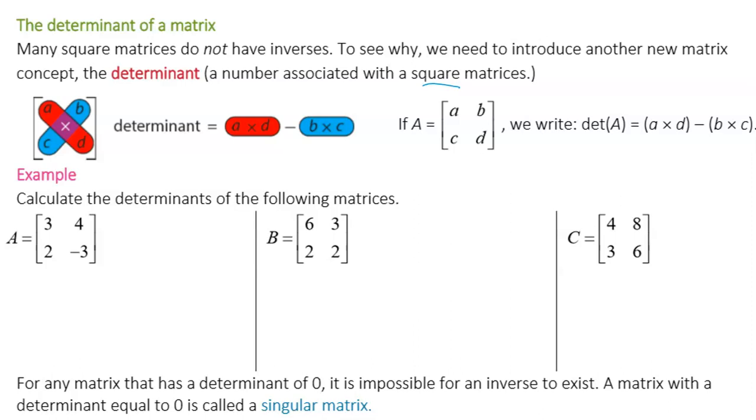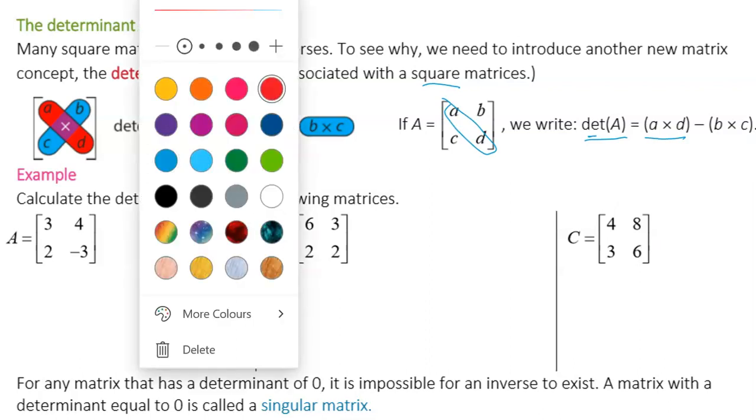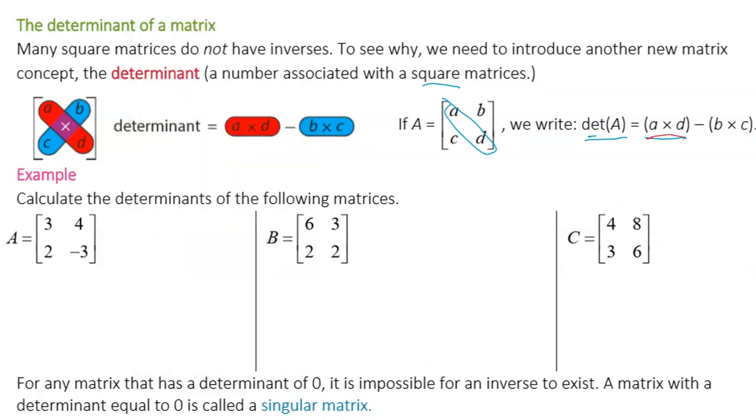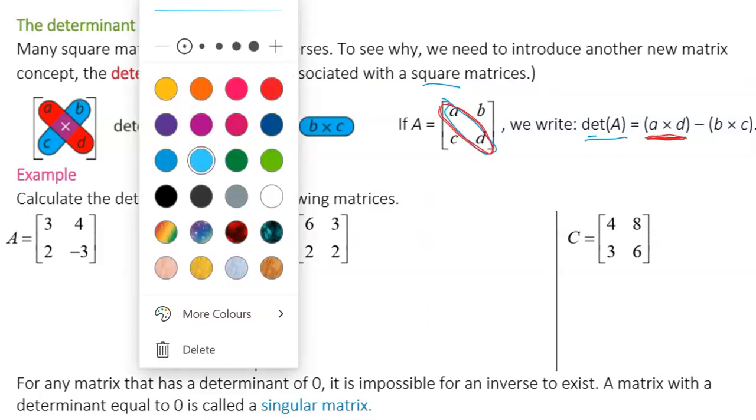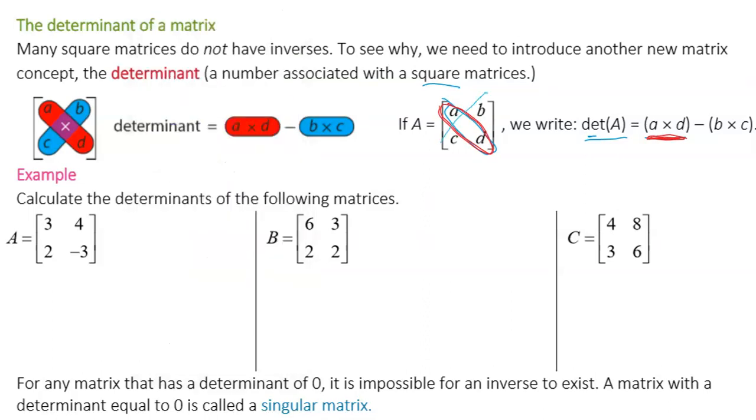So if we have matrix A equals [a, b; c, d], we write det(A), equals these two terms, take away, oops, I should do it in red to color coordinate, these two terms multiplied.